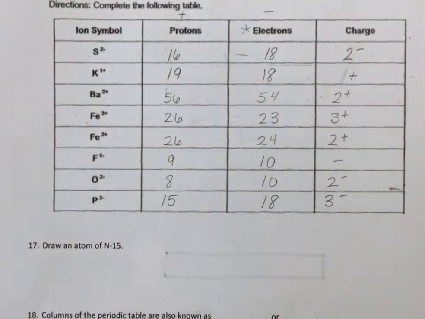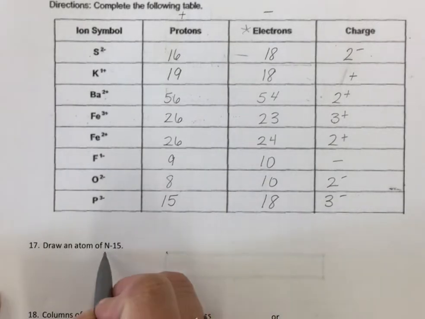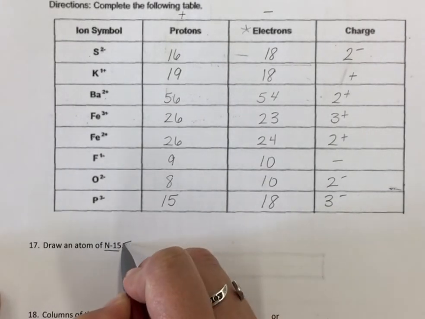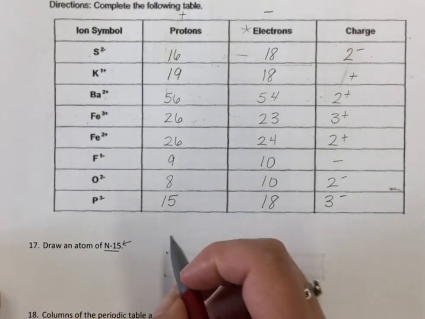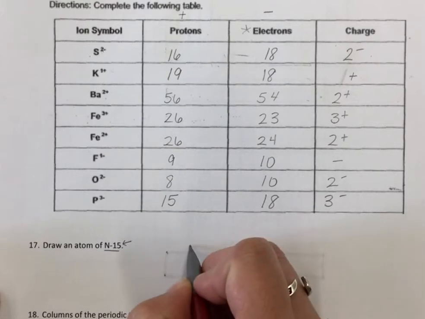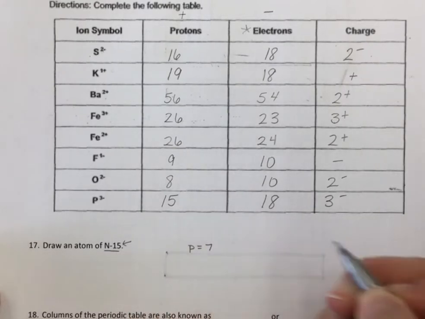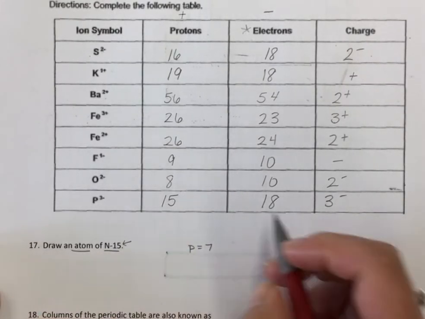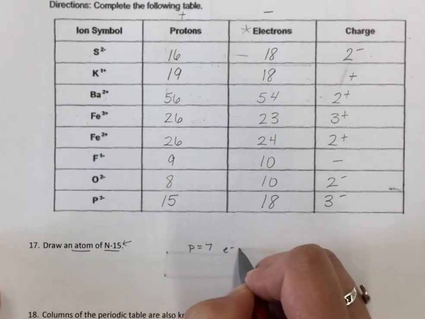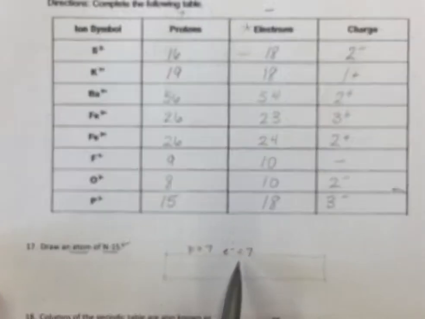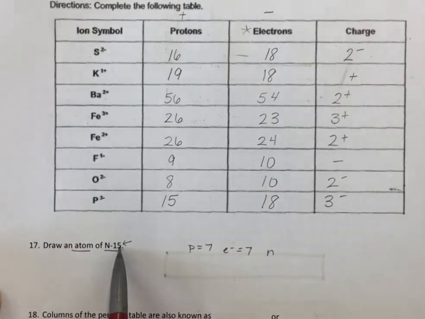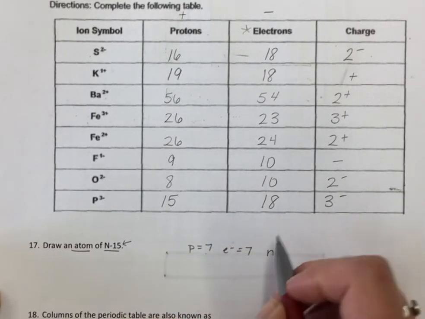And then to draw an atom of nitrogen 15, this is isotope notation, which means that 15 is a mass number. So if I look at nitrogen on the periodic table, it has 7 protons, and it's an atom, so it's neutral. So electrons are 7. And then to get my neutrons, I'm going to have to take my mass number minus protons to give me my neutrons.